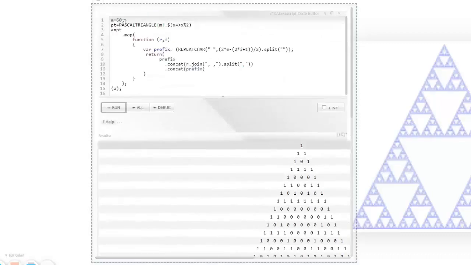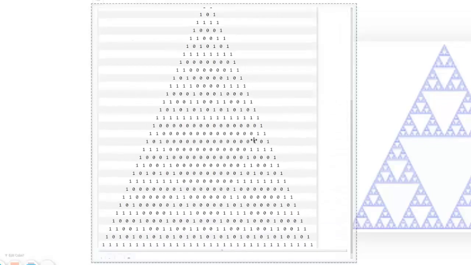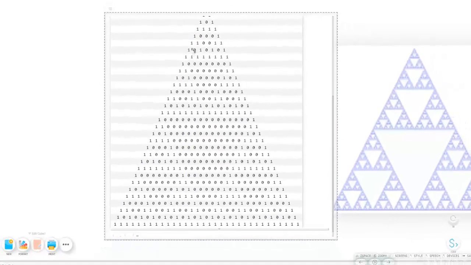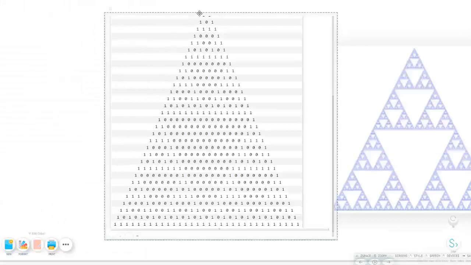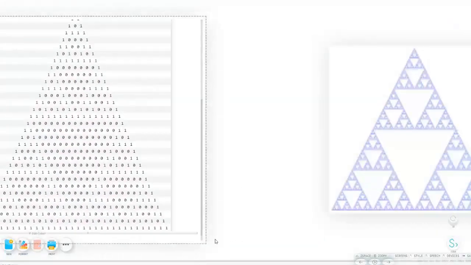So let me generate this for 32 items so I can get the right size here to show you. So you can see that the last line, the 32nd line, is all ones. So if you drew a line, let me make it bigger here. Oh, let me do it differently. So I'm going to do this.